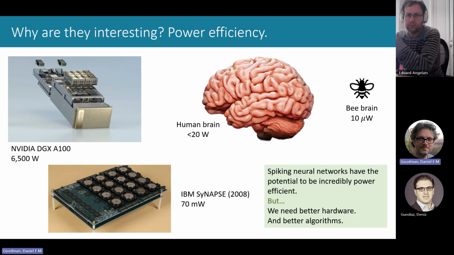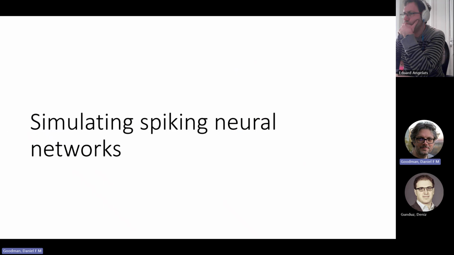So from the point of view of power efficiency, spiking neural networks have really incredible potential, but we do need better hardware, and perhaps even more important than better hardware, we need better algorithms. We don't know how to build spiking neural networks that perform as well as artificial neural networks from machine learning. So this remains potential for the moment, and that's why I guess not everyone is doing it. All right. Any questions so far before I move on to the next bit?